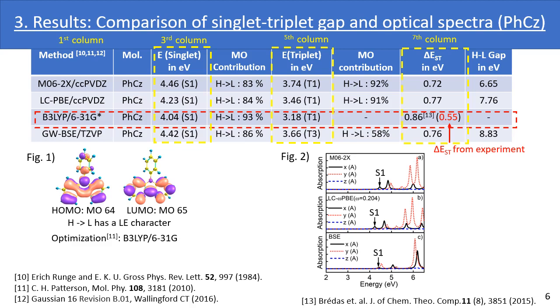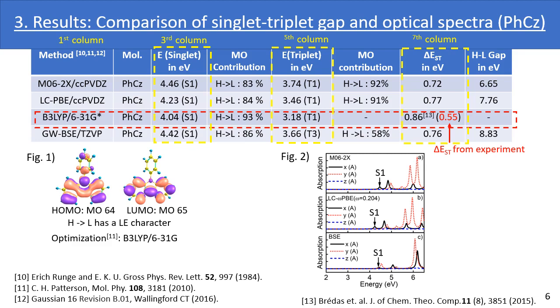Next, we focus our attention on the triplet excited state energies with dominant HOMO to LUMO transition. Here we see that for M06, the first triplet state has an energy of 3.74. For LC-PBE, the first triplet has an energy of 3.46, with a good HOMO to LUMO transition. However, for the triplets in GW-BSE, we immediately see that state T3 has a HOMO to LUMO transition of 58%, but not the state T1. This means the lower triplet states suffer from an instability problem in the GW-BSE method.